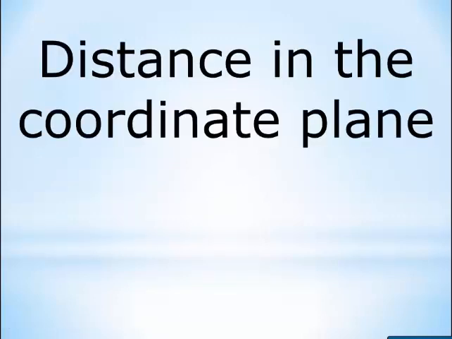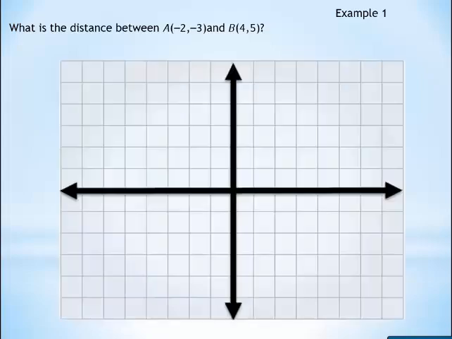Okay, so today we're going to talk about distance in the coordinate plane, and it's kind of like what we did with slope when we did rise over run to find the slope, but we're not trying to find a slope, we're trying to find a distance now. So let's take a look at an example. What is the distance between the points -2, -3, and 4, 5?